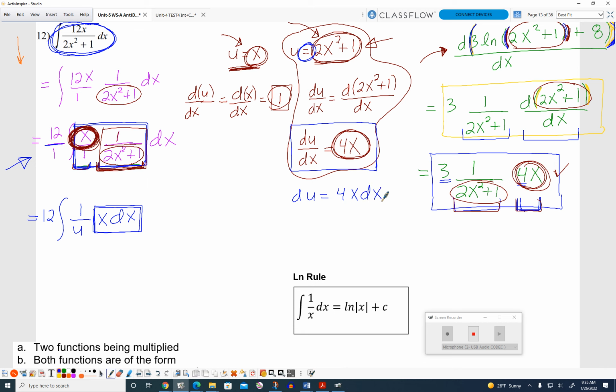It's just du. Du just means the infinitesimal change in u divided by an infinitesimal change in x. Difference in u divided by difference in x. It's just a derivative. So I multiply the dx across. Hands up if that makes sense to you. Who sees that as legal? Multiplying the dx across.